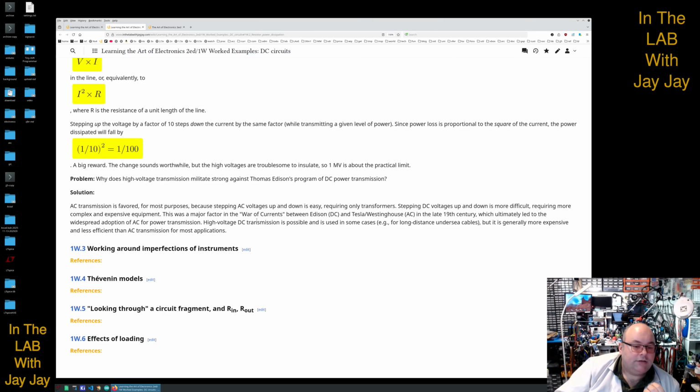This was a major factor in the war of currents between Edison, who championed DC, and Tesla/Westinghouse, who championed AC, in the late 19th century, which ultimately led to the widespread adoption of AC for power transmission. High voltage DC transmission is possible and is used in some cases, particularly for long distance undersea cables, but it is generally more expensive and less efficient than AC transmission for most applications.